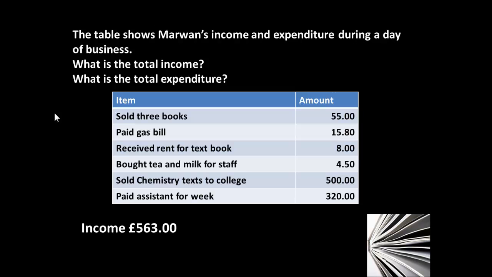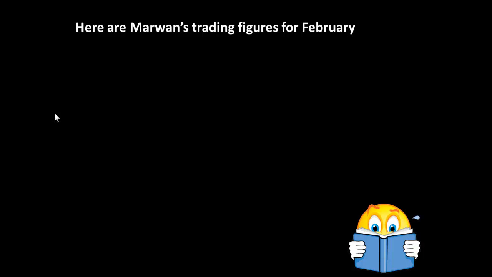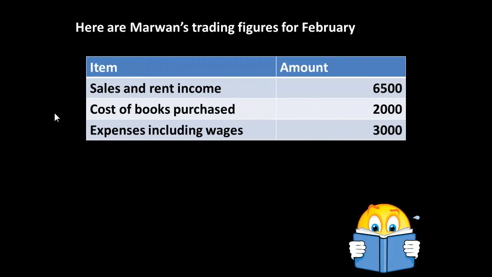What was the total expenditure? We need to add together what he paid for the gas bill, for tea and milk for staff, and his wages paid to the assistant for the week. So he has expenditure of £340.30. So now I hope we've introduced the idea of income and expenditure. Let's look at his trading figures for February and see if we can introduce another idea.